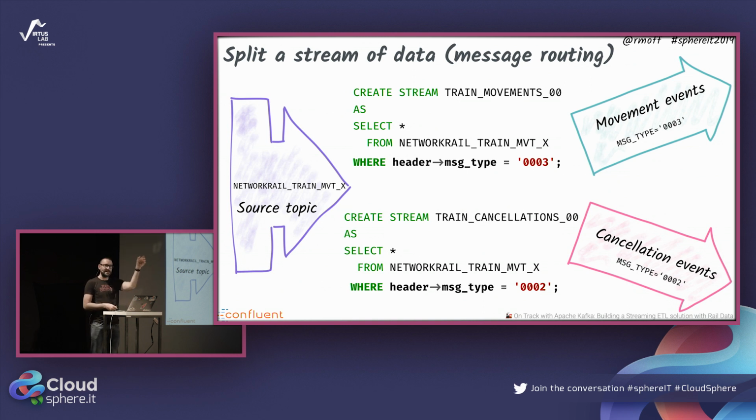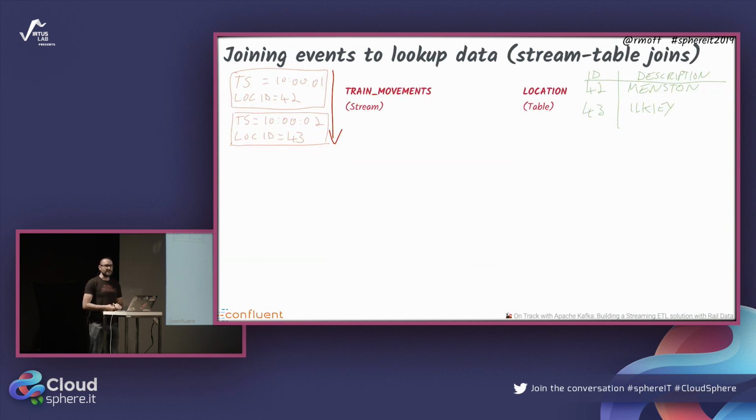So the header is a nested JSON object. You can reference items within that. So we're saying, look at the movements as they arrive. If it's 003, then write it over to this topic. If it's 002, write it to that topic, and so on. You can also do joins.